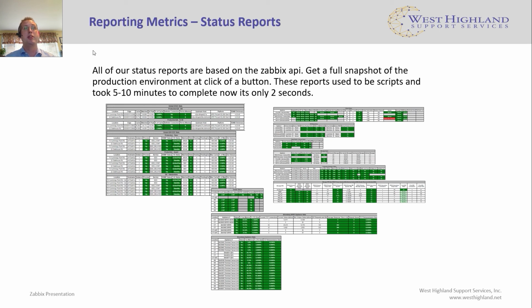Here are some of the things that we've been able to do with Zabbix that used to take much longer. Here's an example of a status report. These status reports used to take at least 10 minutes to generate, just because there were so many different metrics out there. Now we can literally click a button, and within 2 seconds, we have the entire status of the environment, and a client is very happy understanding if everything is up and running. And that is thanks to the Zabbix API.